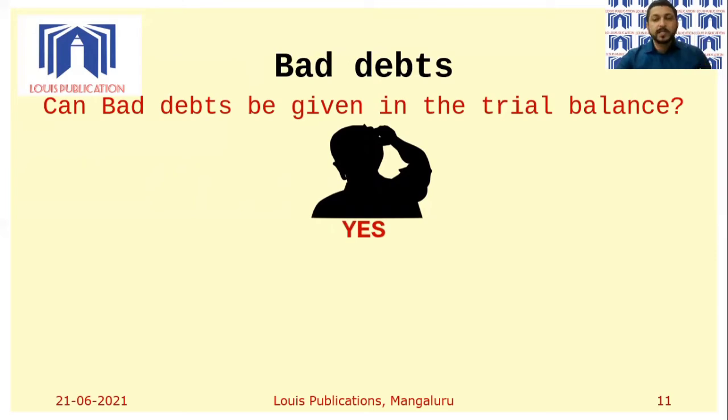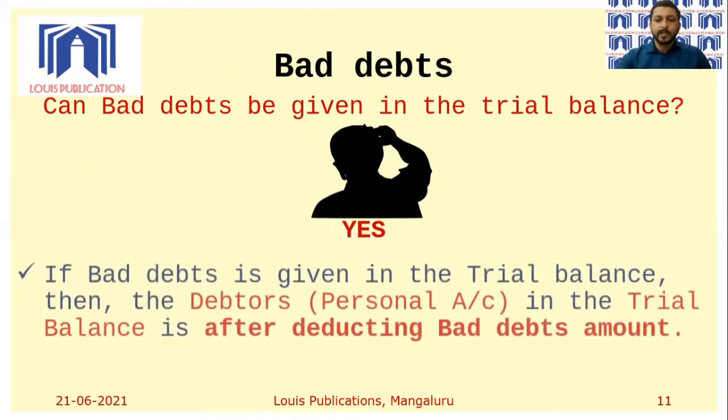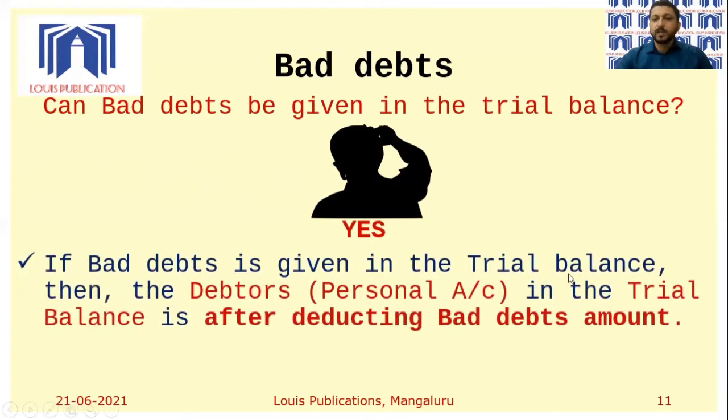Now, when bad debts is given to you in the trial balance, what does it tell you? It tells us that this bad debt amount is already deducted from the debtors' amount. So if bad debts is given in the trial balance, then the debtors' personal account amount is after deducting the bad debts amount. In the debtors' list, whatever amount was due from Bharat is already deducted if bad debts is given to us in the trial balance.